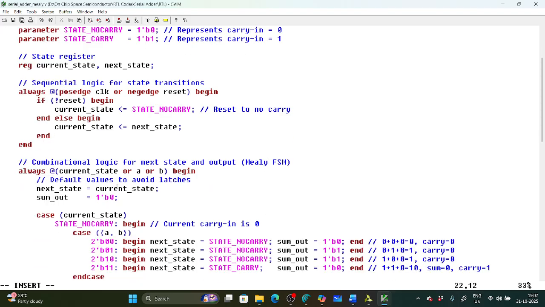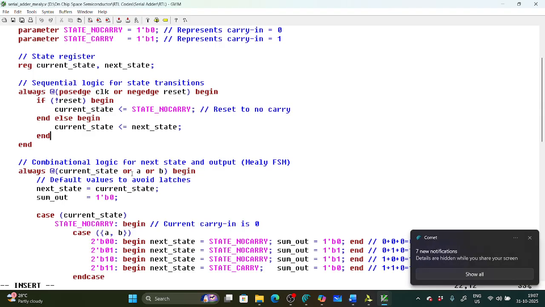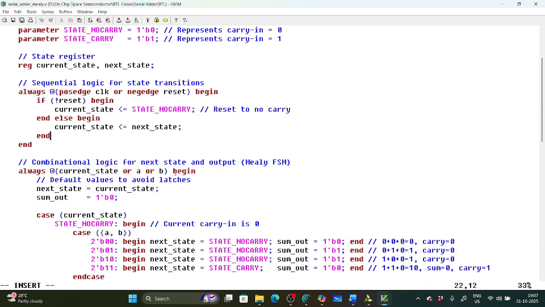Now the combinational logic for next state and output. I'll write it as always @(current_state or A or B). If there is any change in the current state, or in A, or in B, next state equals current state and sum_out equals 1'b0. This is the next state logic for my Mealy FSM.